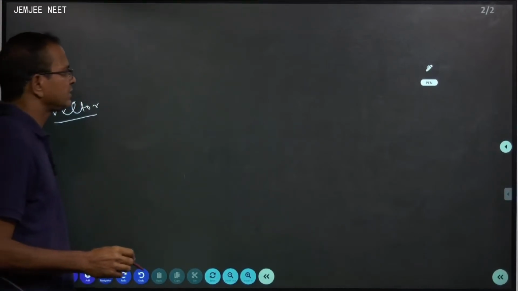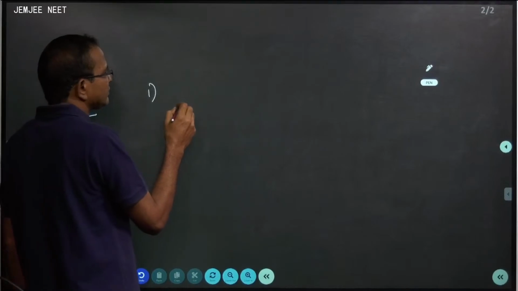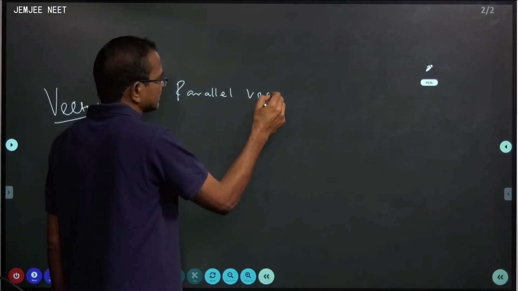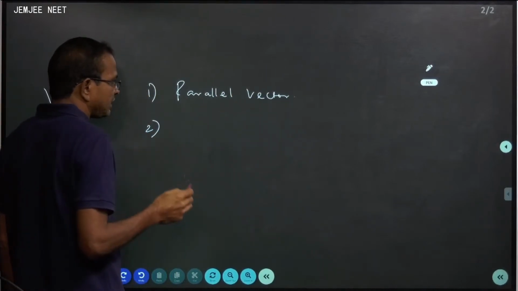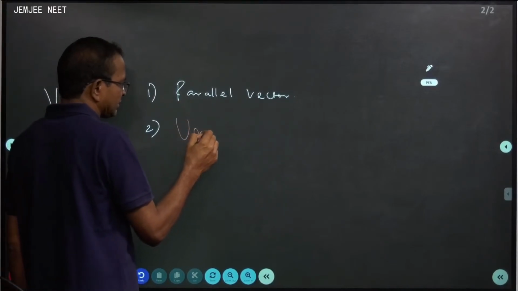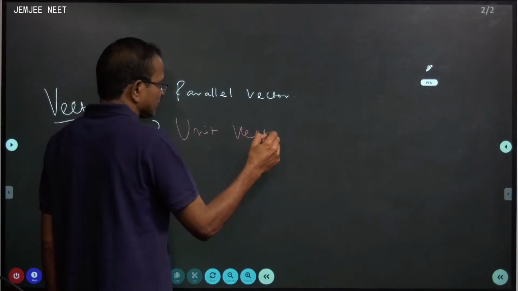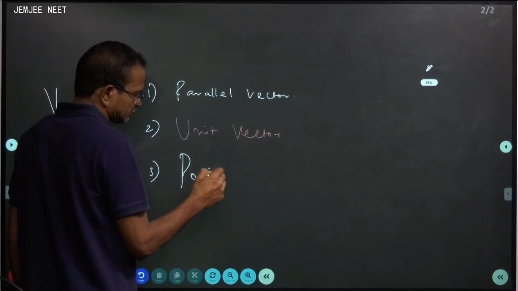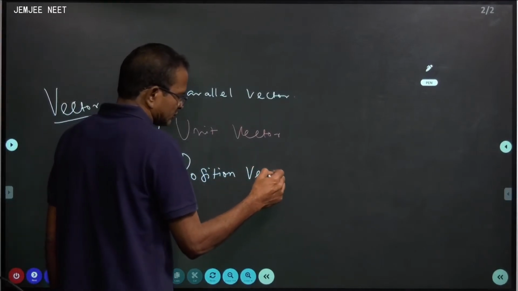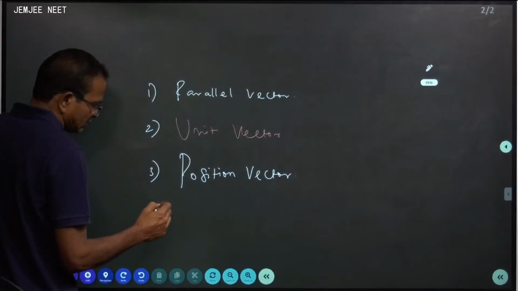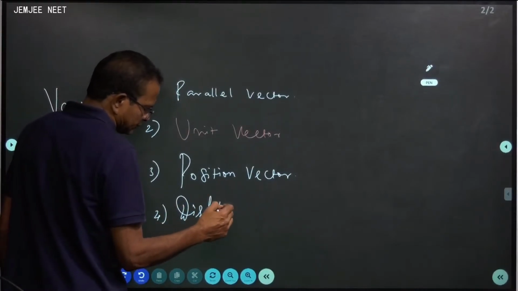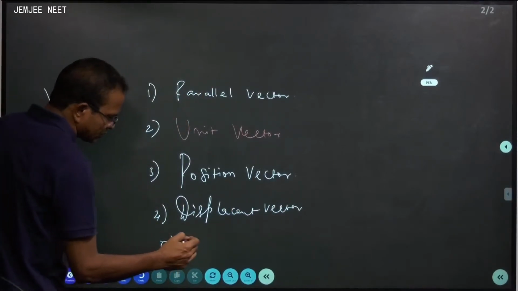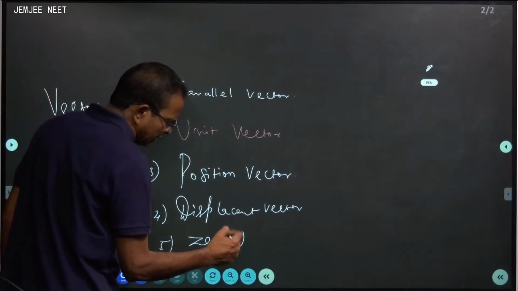Types. You tell me some types quickly. Parallel vectors. Unit vector, a very tough vector you have chosen. That's right. Position vector. Displacement vector. Zero vector, or null vector.